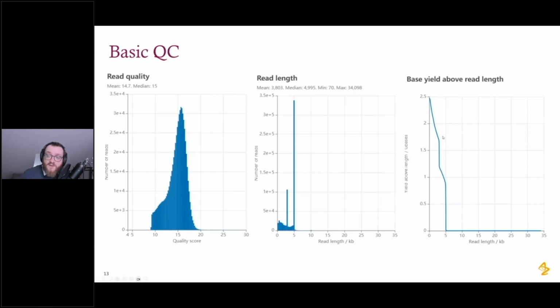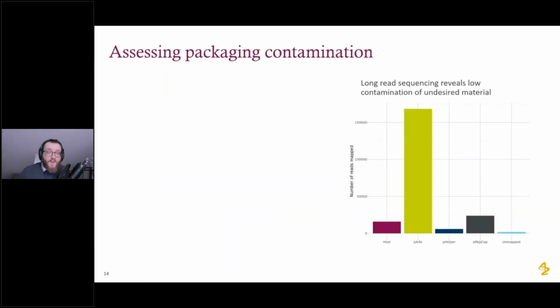What you want to see here is sharp drops around your expected read length. So in this case, we have our first sharp drop at 2.6 kilobases, another sharp drop at 5 kilobases. Now, when we assess packaging contamination, we want to make sure that the vast majority of our sequence data is originating from the ITR to ITR.